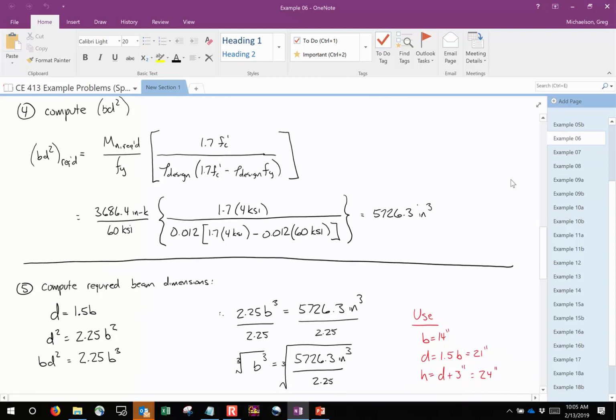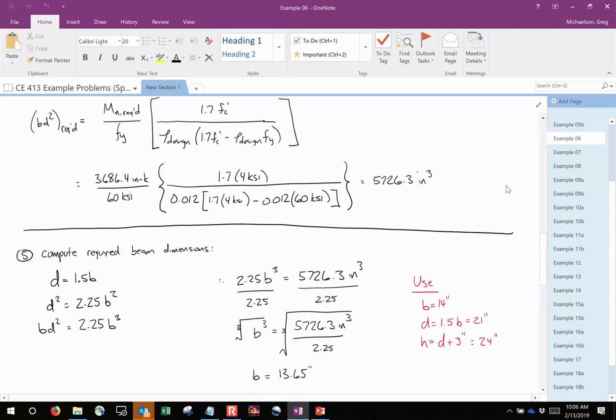Required beam dimensions, we assumed a B over D ratio of 1.5, or D over B ratio of 1.5. So using that expression, we can derive what BD squared would be, set that equal to this, and solve for B. When it was all said and done, we got something like 13.7 inches. Well, you're not going to form up a beam of 13.7, so let's round that up to a B of 14 inches.